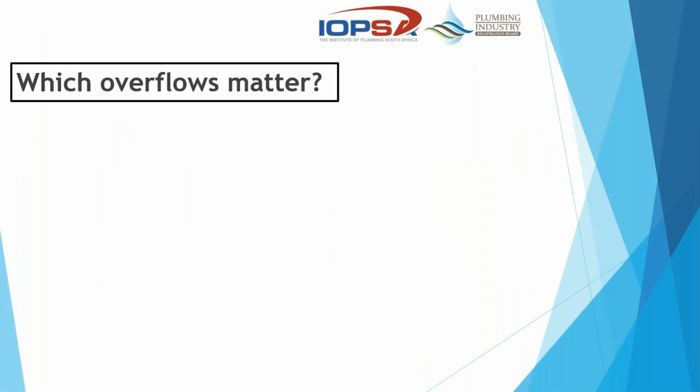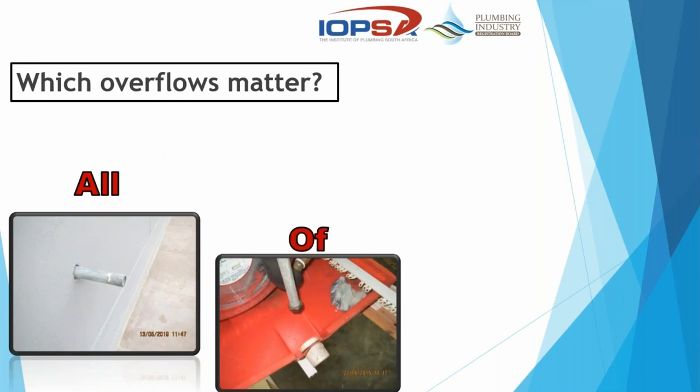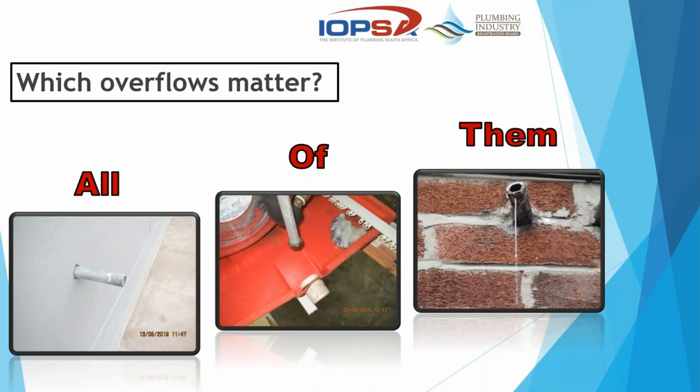Anyway, which overflows matter, if I were to pose that question? Well, I would say that the answer is all of them. Every single overflow on a plumbing system, and remember we're talking about a normal conventional geyser here. So there's 3 of them. There's the PRV, there's the TP discharge pipe, and the tray overflow. So all of them matter. There's no one favorite or one crucial. Yes, we know that each one has its different roles, and we know that the TP, for example, can be a dangerous animal. But they all matter in the sense that they've all got a function to fulfill, and we need to treat them each with equal importance.